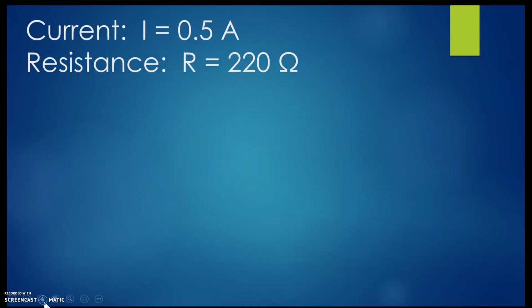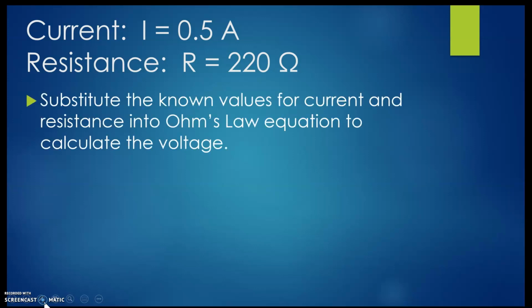Okay, so I just went ahead on the next slide and put what we already know at the top so it can help us remember here. So what we want to do next is to go ahead and substitute the known values for the current and resistance into our Ohm's law equation, which was V equals IR, in order to calculate the voltage. Okay, so we've substituted our 0.5 amps for I times our 220 ohms, which was R, and that gives us 110 volts. Again, we have to remember to put the units on there.